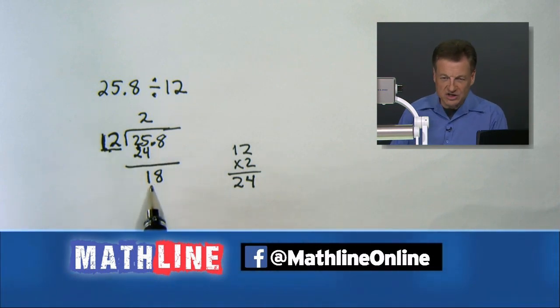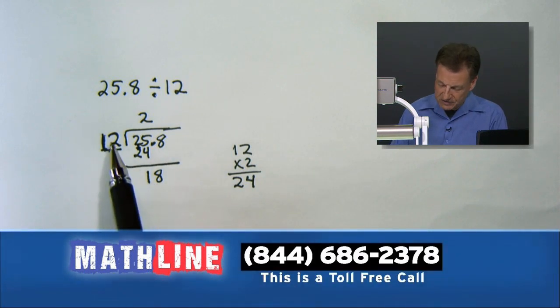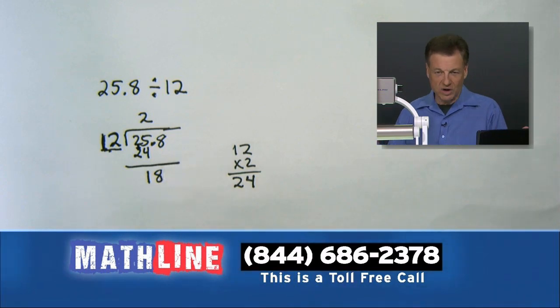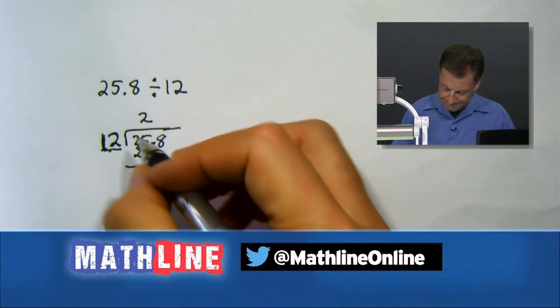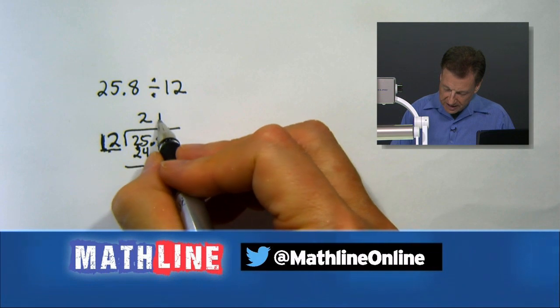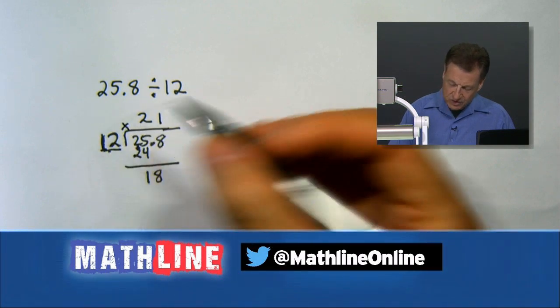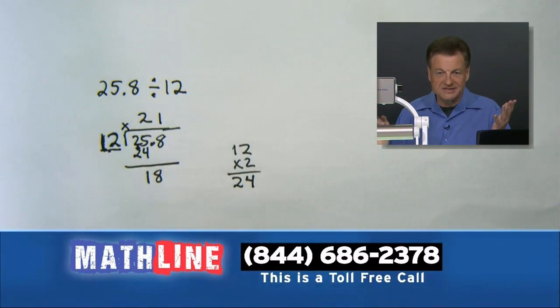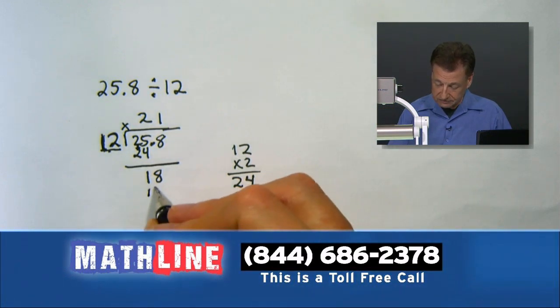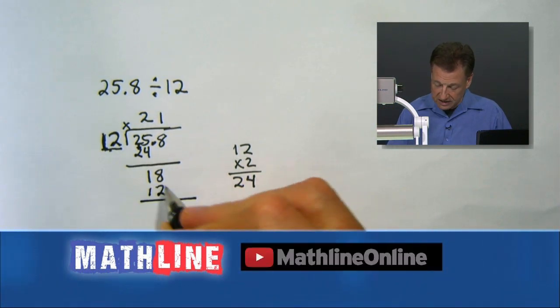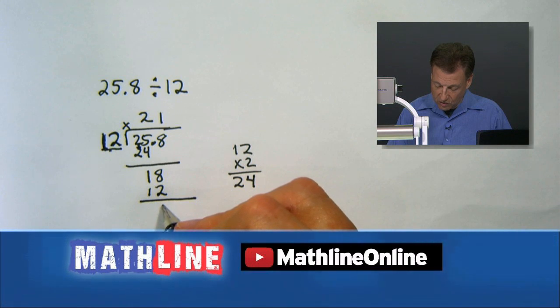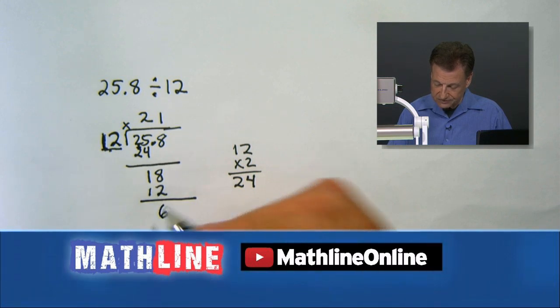This one looks fairly straightforward, doesn't it? This time you've got 12 into 18. It's going to go one time, right? Yeah. So we'll put a 1 right there. And again, remember, we're going to say 1 times 12. 1 times 12 obviously is 12. And then, here we go. We have a 6.